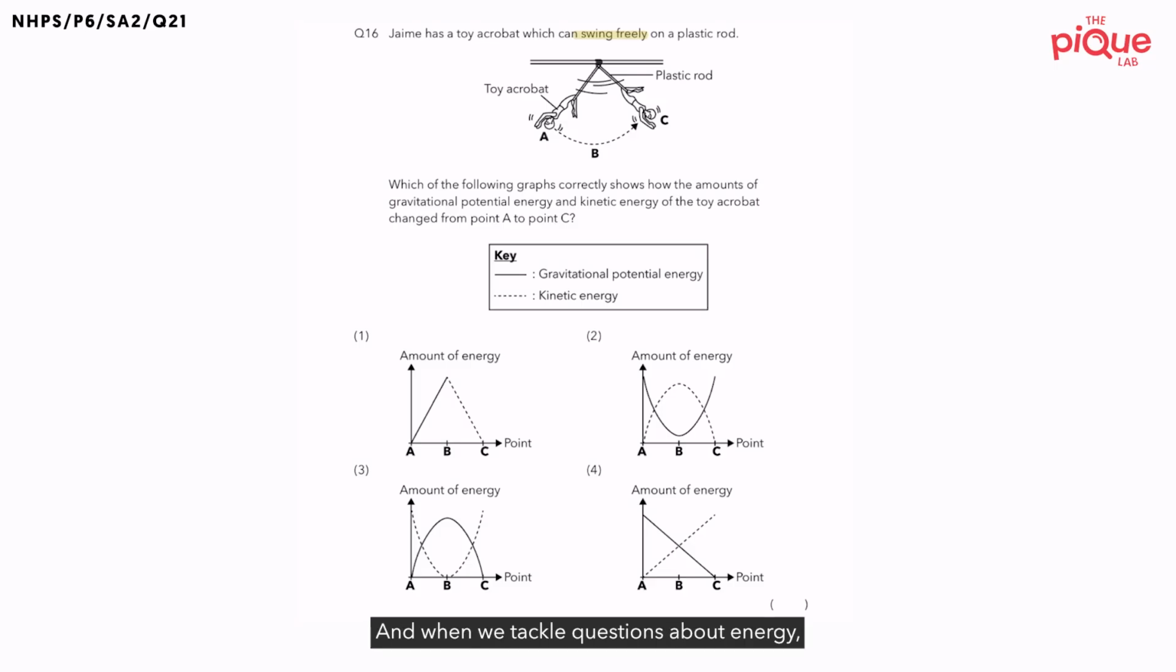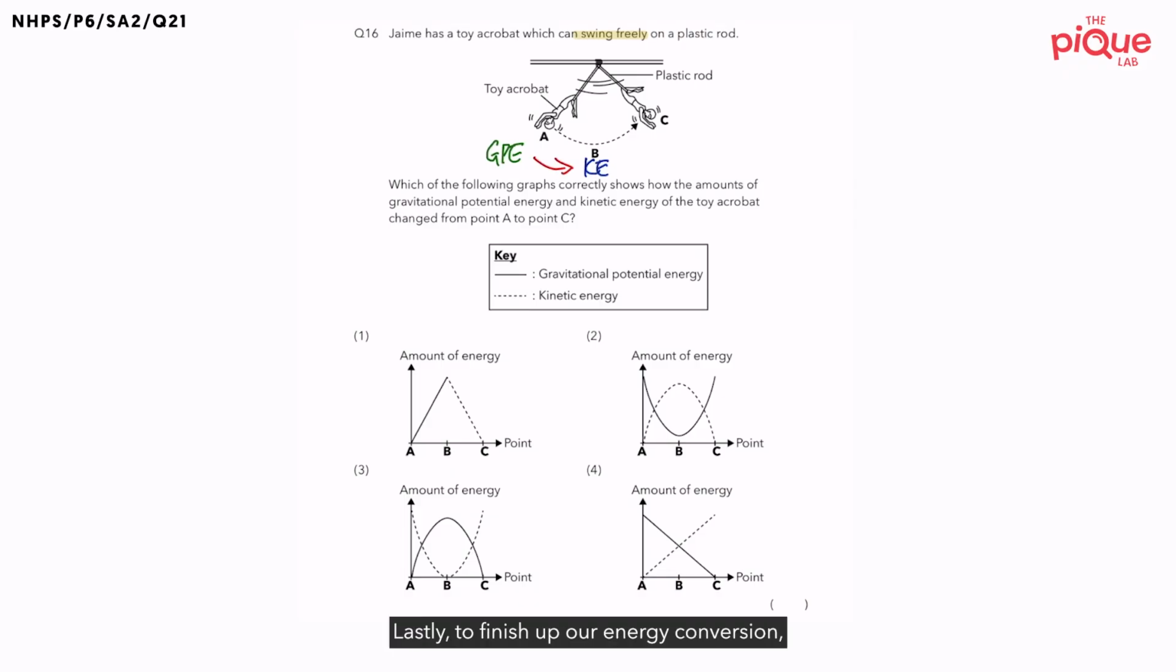And when we tackle questions about energy, we always start off first by labeling the energy conversion. What type of energy do you think the toy possessed at A? At A, the toy is at a height above ground, so it possesses gravitational potential energy. Next, as the toy swings from A to B, it is moving, so it should possess kinetic energy. However, since we know energy cannot be created out of nowhere, where did this kinetic energy come from? It must have been converted from gravitational potential energy.